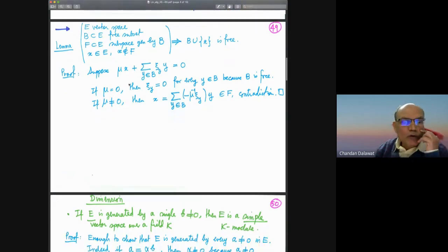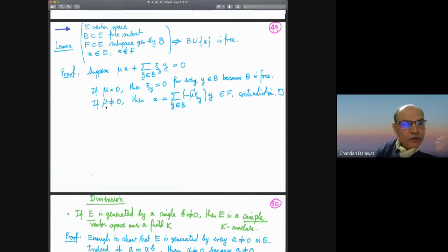Now there are two cases. If mu is equal to 0, then I get a relation between the elements of B, which is not possible. The only relation is the trivial one, because by hypothesis B is a free subset. So if mu is 0, all these coefficients, all these scalars are 0. And of course, that means that there's no relation really.